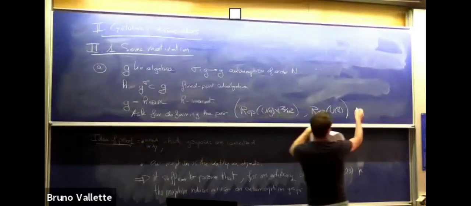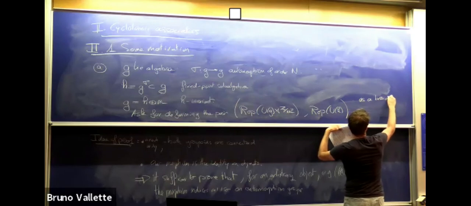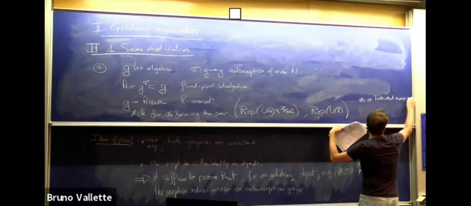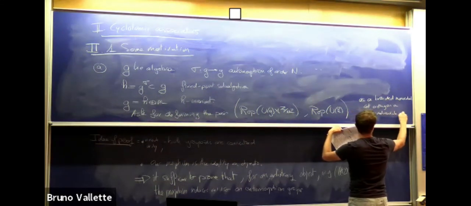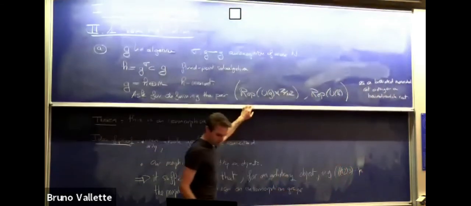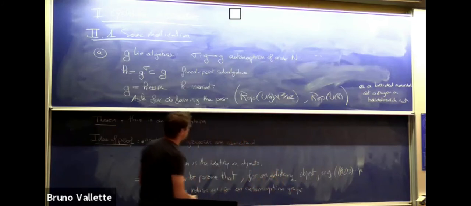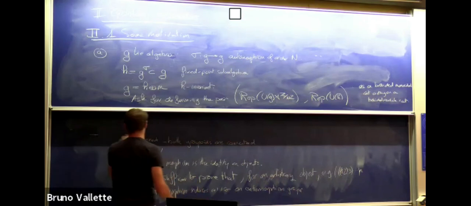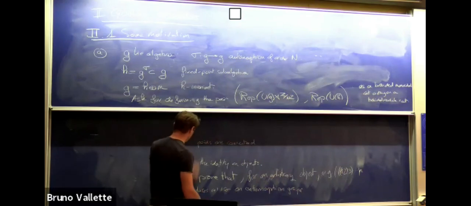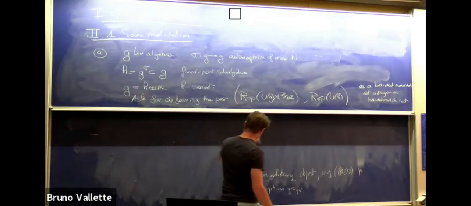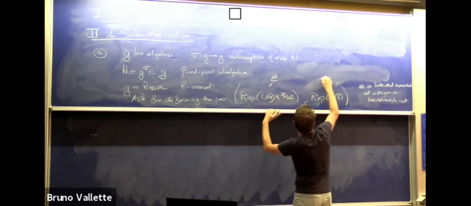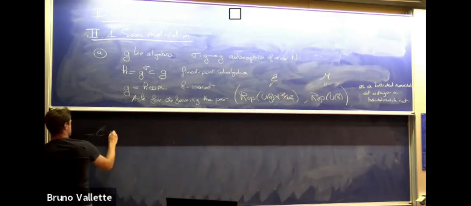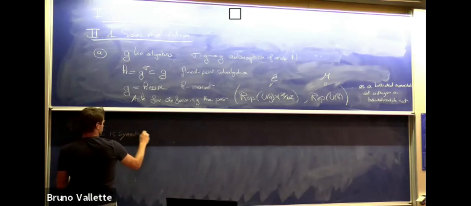So, as a graded monoidal category acting on a graded module category. Ug semi-direct product with Z over NZ is a Hopf algebra which is cocommutative, so its representation category is a symmetric monoidal category. So let's call this C, and let's call this M. So C is symmetric monoidal.